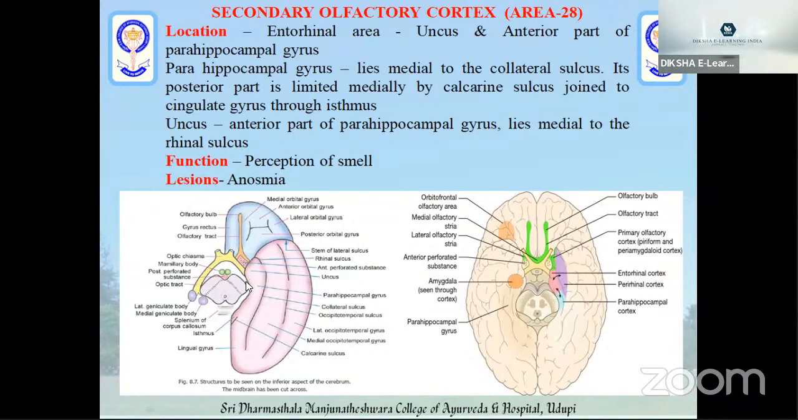Its posterior part is limited medially by the calcarine sulcus, joined to the cingulate gyrus through the isthmus. Now, what is the uncus? The uncus is the anterior part of the para-hippocampal gyrus, located here. The uncus as well as the anterior part of the para-hippocampal gyrus are the secondary olfactory area. The function is perception of smell. Lesions cause anosmia, loss of smell sensation.